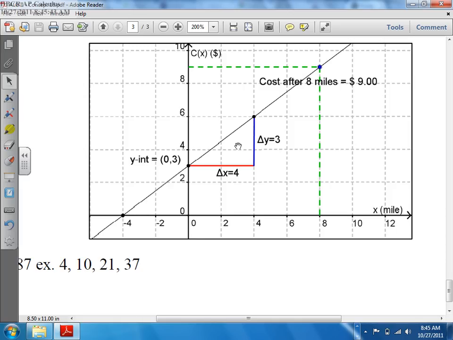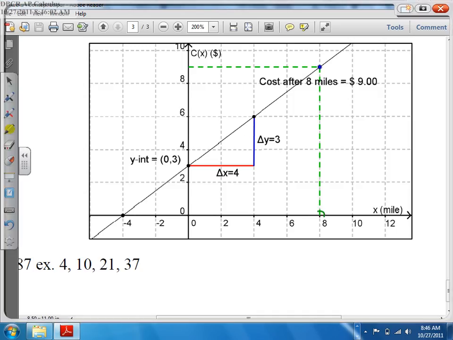My slope was 3/4. So I went up 3 and over 4. Again, my delta y was 3, my delta x was 4. Now, once I've graphed this function and I want to know the cost after 8 miles, I can just look at my graph. I go on my x-axis, which is in miles. I notice this is my 8 miles. I go up, find the intersection, it costs $9. You can also plug it into the function.